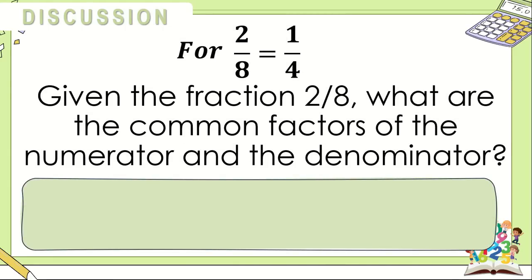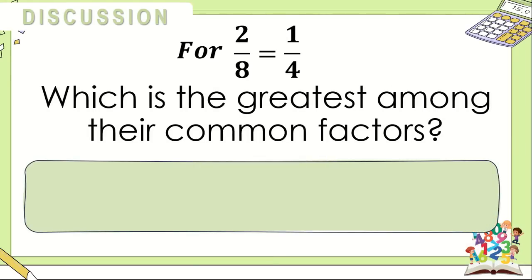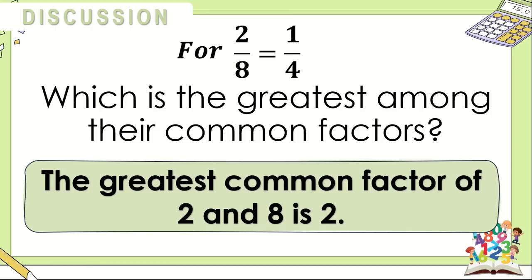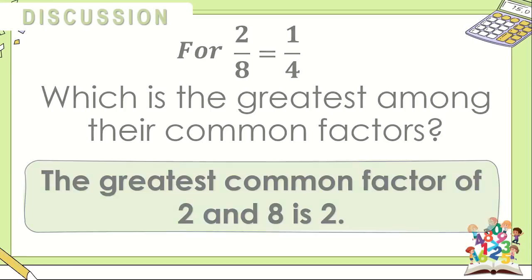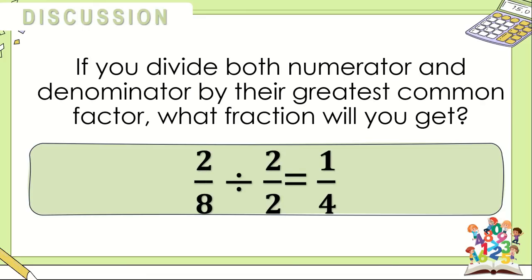For 2/8 is equal to 1/4, given the fraction 2/8, what are the common factors of the numerator and the denominator? The common factors of 2 and 8 are 1 and 2. Which is the greatest among their common factors? The greatest common factor of 2 and 8 is 2. If you divide both numerator and denominator by their greatest common factor, what fraction will you get? 2/8 divided by 2/2 is equal to 1/4.